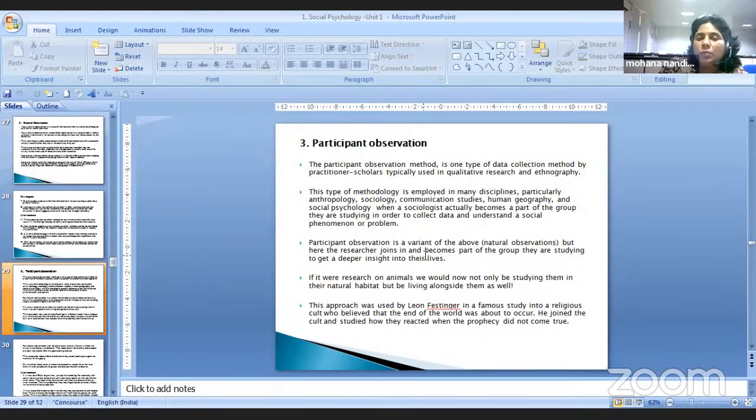Here participant observation is a variant of the above natural observation, but here the researcher joins in and becomes part of the group they are studying to get a deeper insight into their life. This is the advantage of participant observation. If it were research on animals, we would only be studying them in their natural habitat. Okay, this is what you already know.